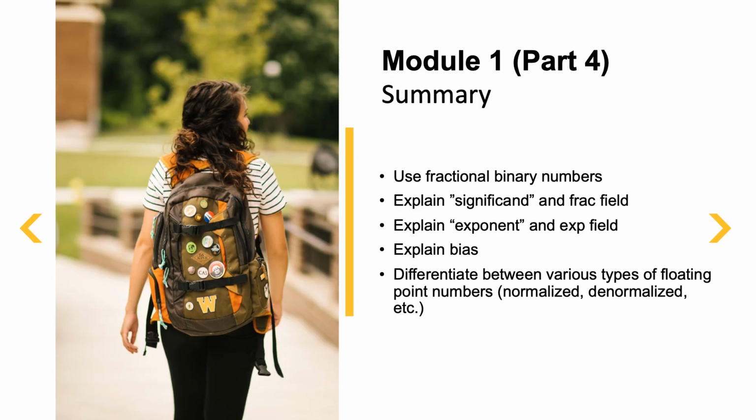And that does it for our basic introduction to floating point numbers. What we want to take away from this is that we need to be able to use fractional binary numbers. We have to explain what the significand and the frac field are, what the exponent and the exp field are, and keep in mind that those things do not directly map because we have the bias to deal with. We should be able to explain what that is and calculate it given a particular floating point representation. And we want to differentiate between the various types of floating point numbers, like the denormalized and the normalized and those special values. We should know how to identify them and know the differences in how they work when we're encoding with them.